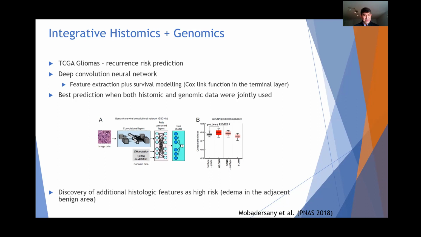What they found was that the best prediction was when they fused together both the histomic and the genomic data. They were also able to map some of the deep features that were very important in the prediction of recurrence back to areas of the tumor or adjacent regions, where they could see that one of the components of the histology that was predicting survival was edema in adjacent benign areas, so outside of the tumor region.